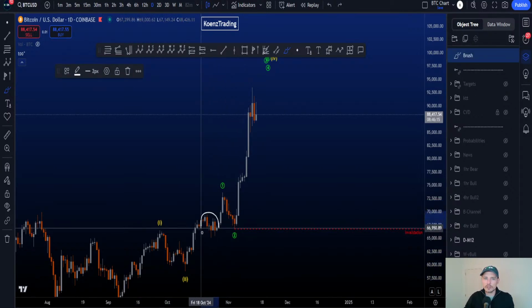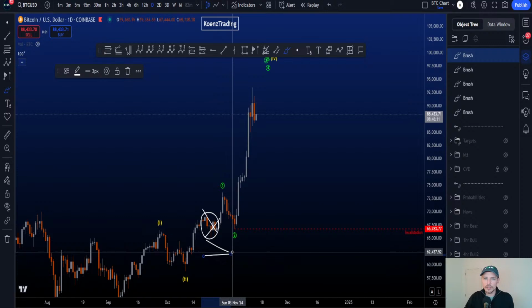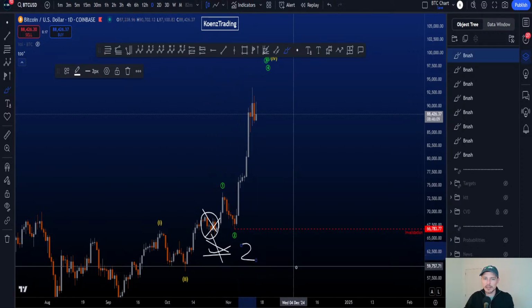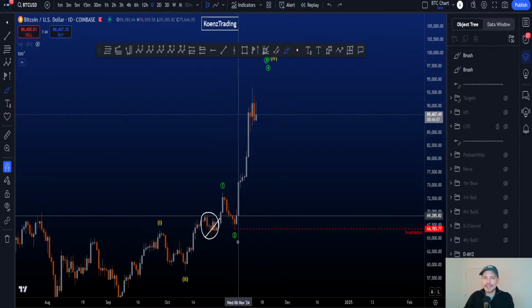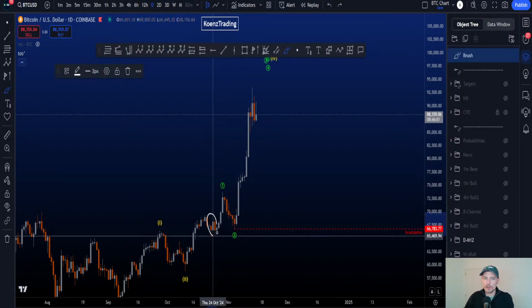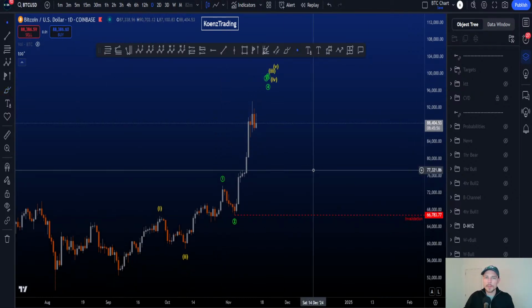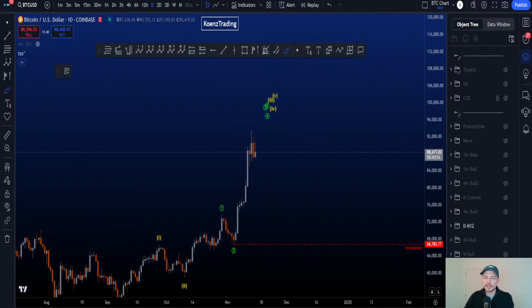In that case though, this is not allowed to be a triangle, because a triangle cannot exist in a wave 2. So you would then need to count this as a W zigzag, X, and then zigzag, and then Y was a flat on the lower time frames. So that is something I have in mind. At the moment, however, it is not yet relevant how many 1, 2s we have.